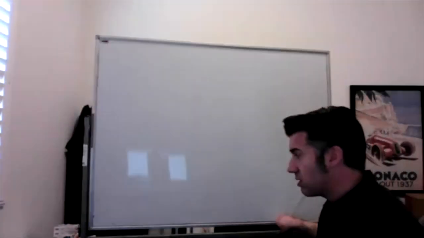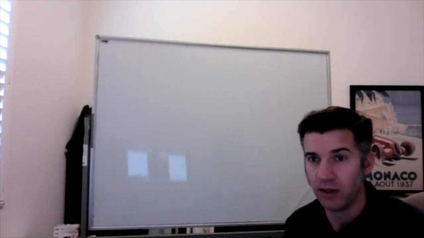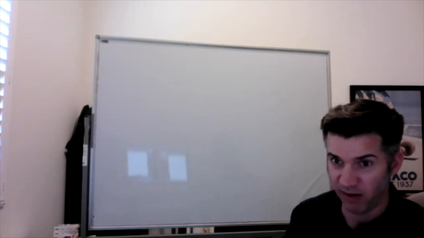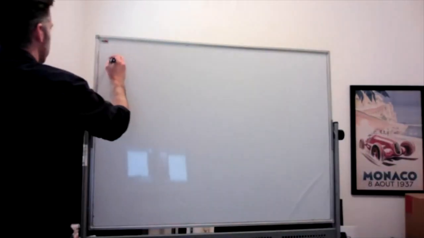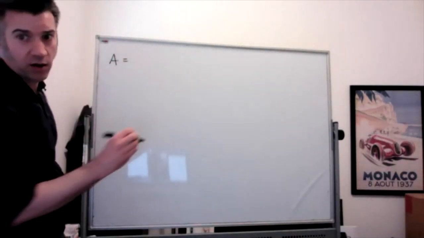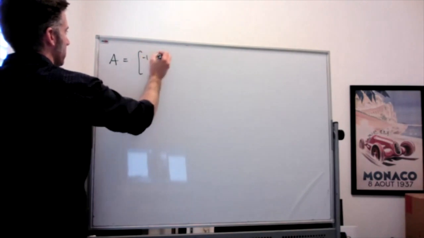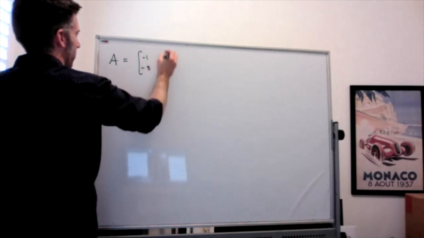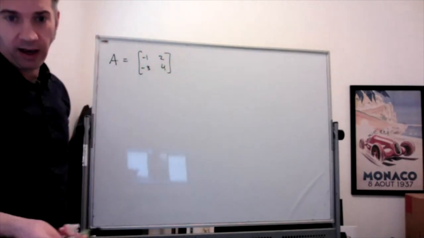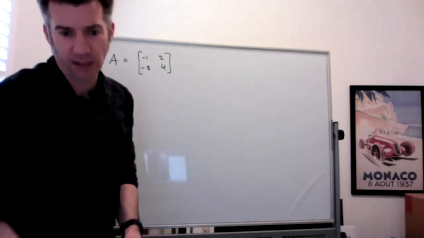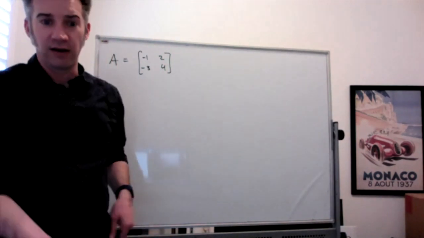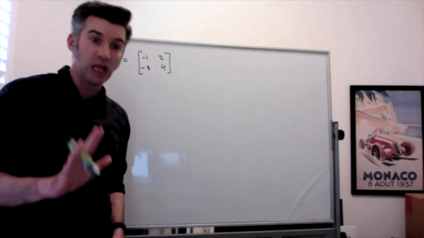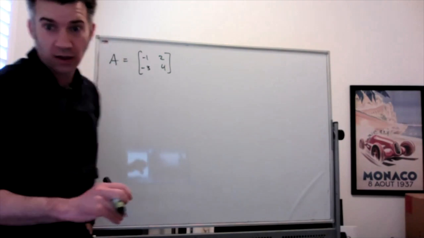A lot of this class is based around finding eigenvalues and eigenvectors with 2x2 matrices. So let's look at some examples. Let's say we've got the matrix [[-1, 2], [-3, 4]]. We're just practicing, reminding ourselves how to find the eigenvalues and eigenvectors, because you're going to be doing this a lot the rest of the quarter.